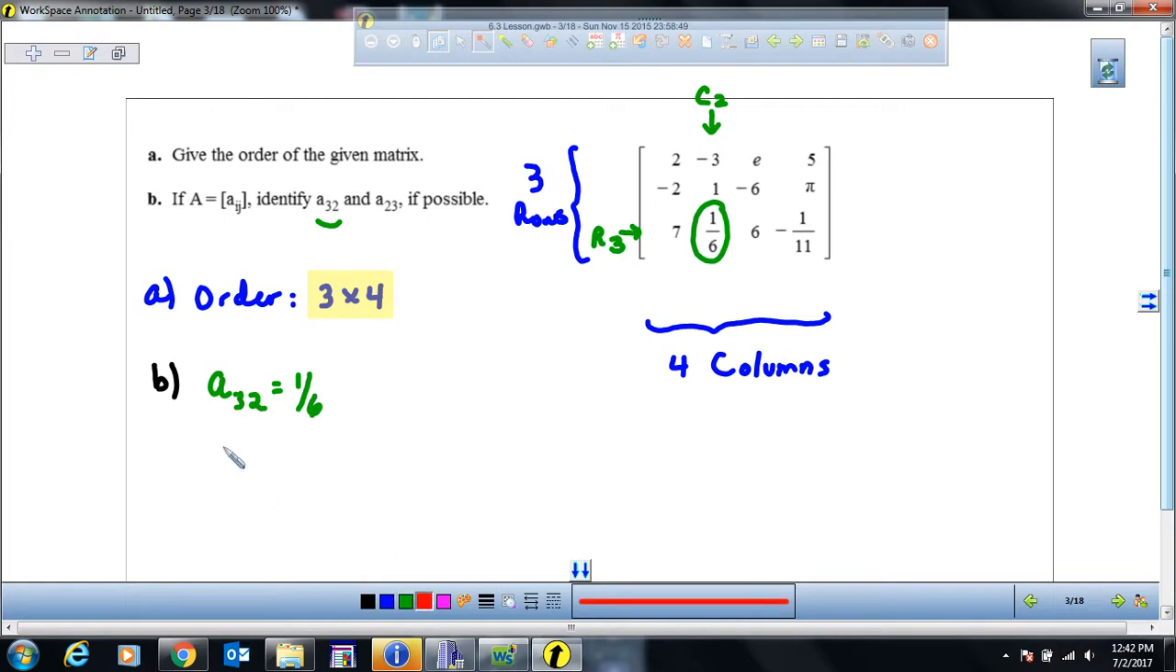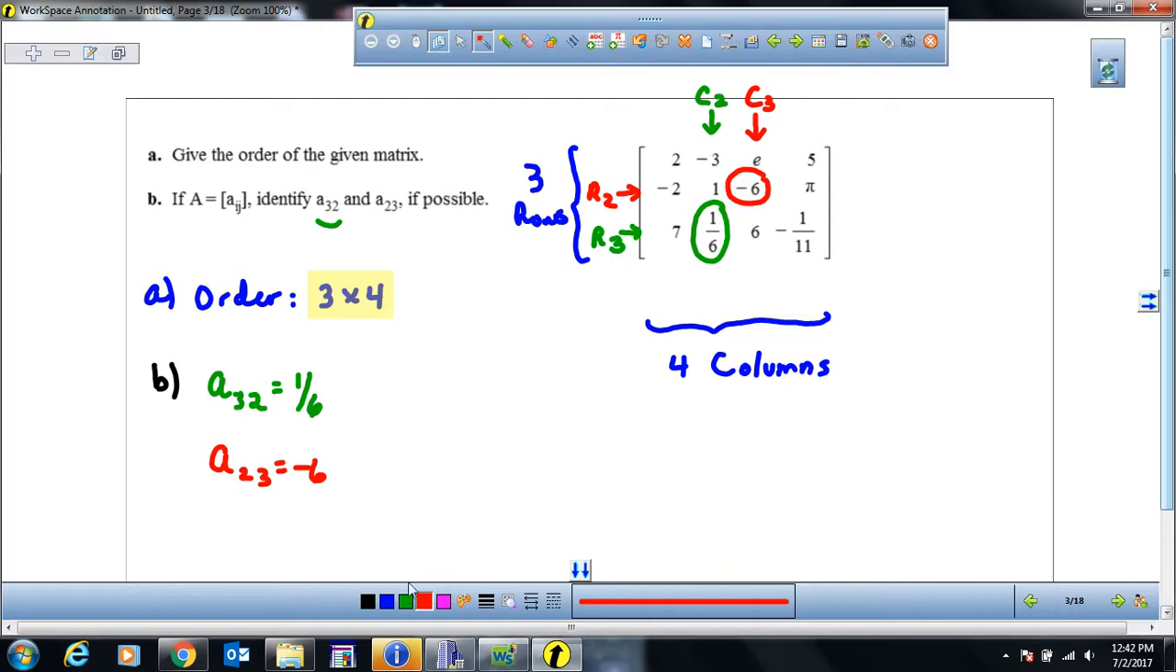Now let's find the other one, a_23. What does it mean? We want to identify the element located in the second row, that's what the 2 first means, but at the same time in the third column. The third column is this one right here. So which is the element situated in row 2, column 3? -6. And those are the general notations of matrices that you need to learn first for this section 9.3.